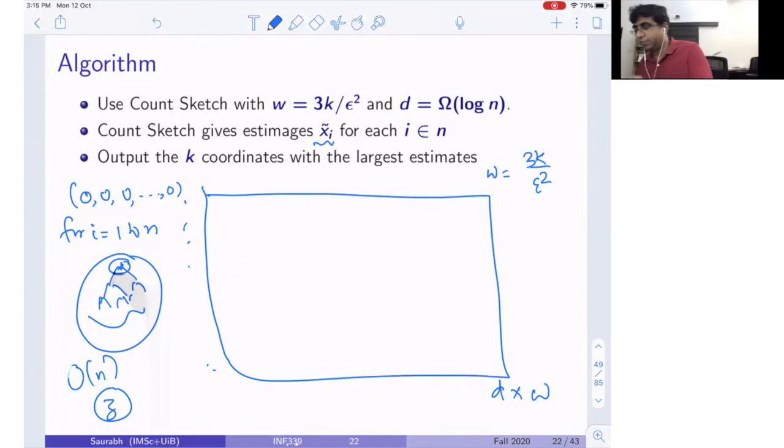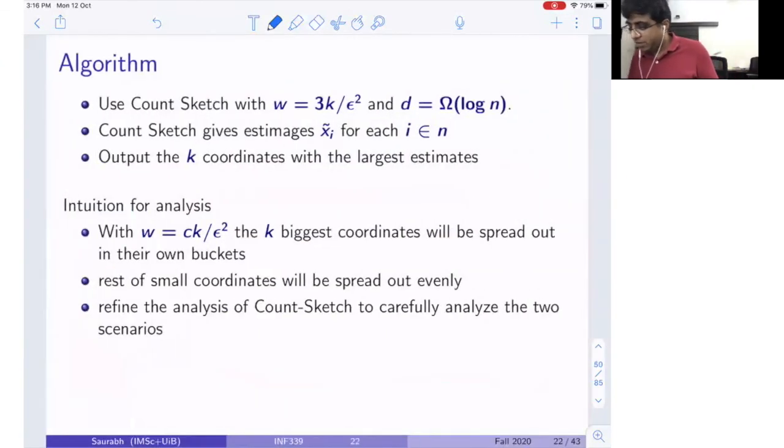But for now, let's forget about doing this more efficiently. Suppose this is my algorithm: I use count sketch with certain parameters, with log n hash functions with bucket size 3k over epsilon squared, and I output the k coordinates with the largest estimate. The intuition is as before: with w being order k over epsilon squared, the k biggest coordinates will spread out into their own buckets, and the rest of the small coordinates will spread out evenly. And we will have to refine the analysis of count sketch.